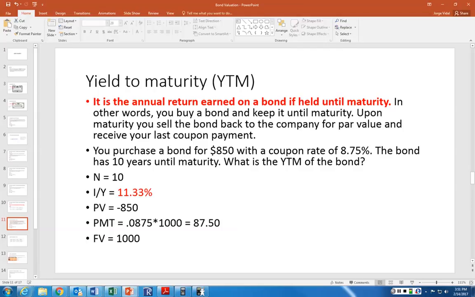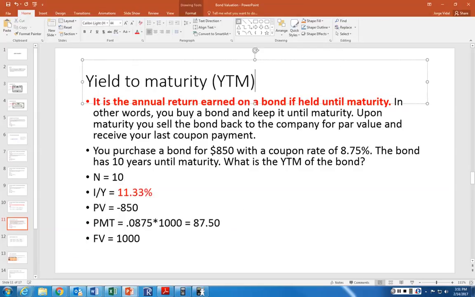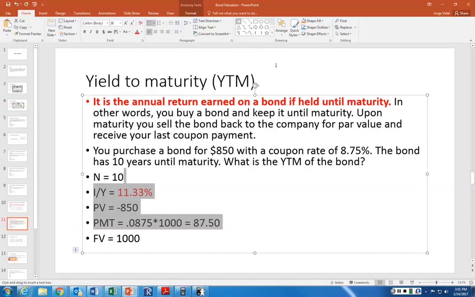Okay. Let's do this. In class, I mentioned, what is your total 10-year return in this investment?